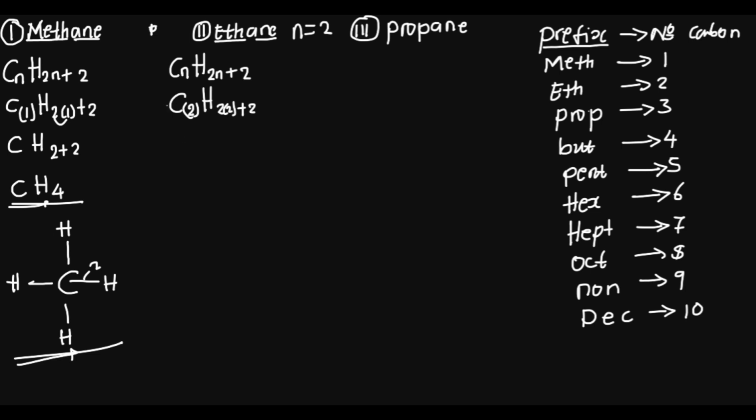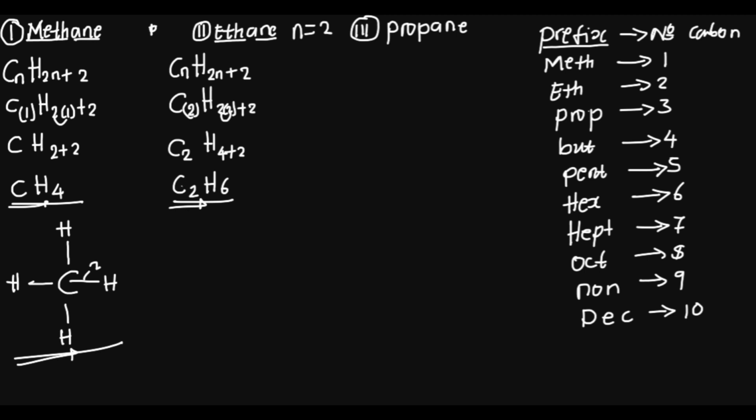Okay, so if we multiply C times 2, we have the subscript of 2 here. Then 2 times this 2, we get 4 plus 2. Then our final molecular formula is C2H6. So this is the molecular formula for ethane.